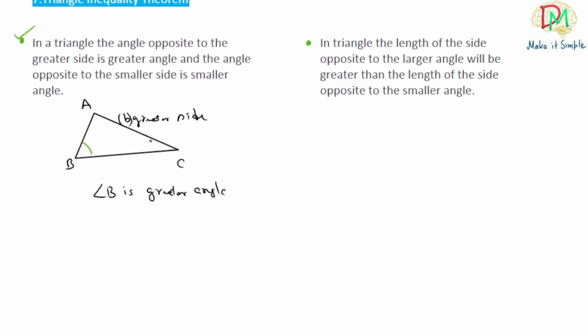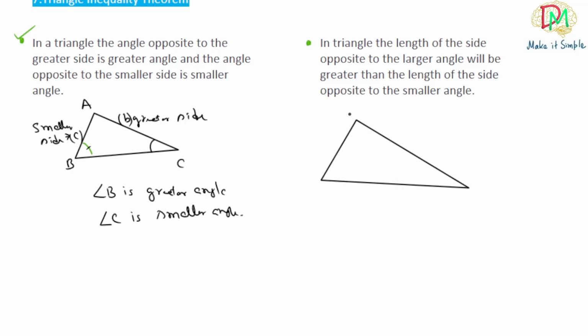And since this is the smaller side, AB, we can say that the angle opposite to AB, that is angle C, is the smaller angle. And vice versa, in a triangle the length of the side opposite to the larger angle will be greater than the length of the side opposite to the smaller angle. What does that mean?